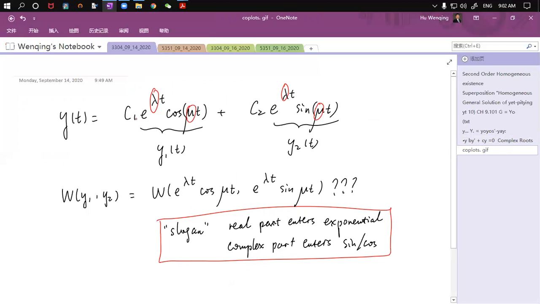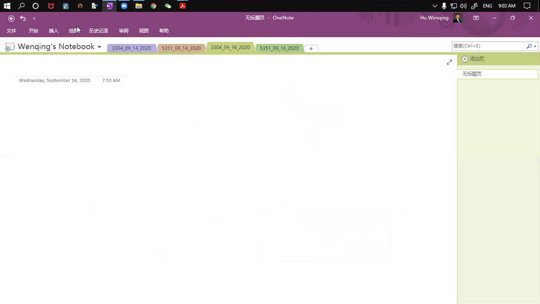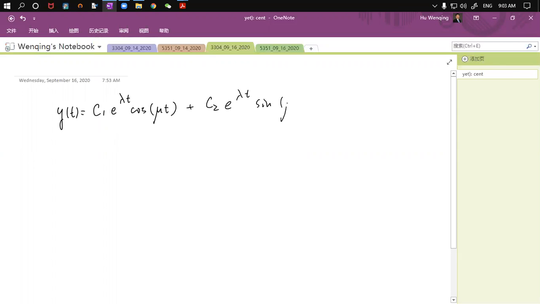The solution is going to be a linear combination of e to the power of lambda t cosine of mu t and e to the power of lambda t sine of mu t. That means y of t is c1 e to the power of lambda t cosine of mu t plus c2 e to the power of lambda t sine of mu t. That's the general solution for the complex conjugate case.